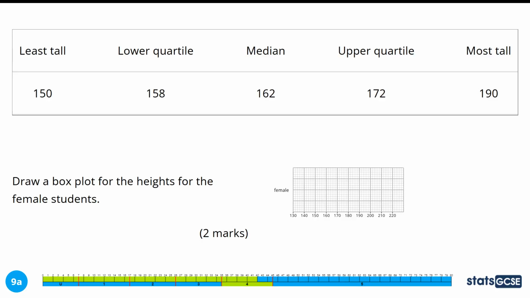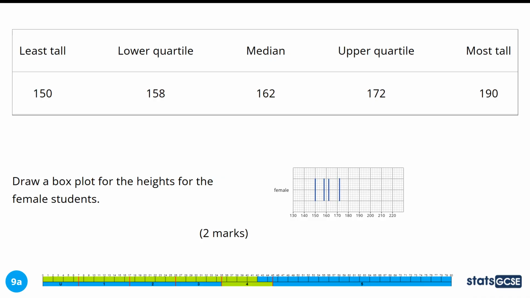The female students' heights are given to us in the table, and the least tall was 150. So on our graph here, I'm going to draw a line at 150. Then the lower quartile was 158. And we can see here that each of the little squares is going to be 2. Then the median is 162, so we'll make sure that goes there. Then 172 is going to be there.